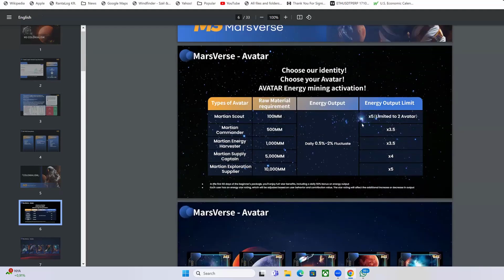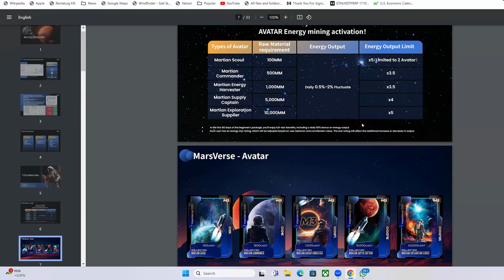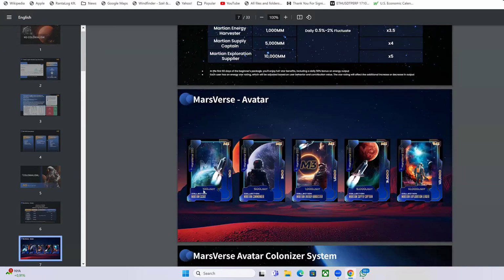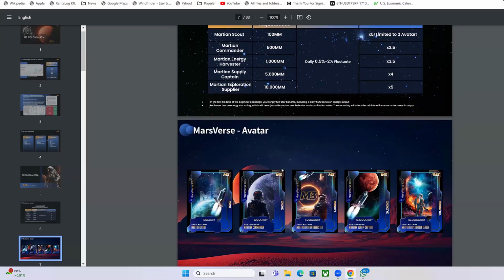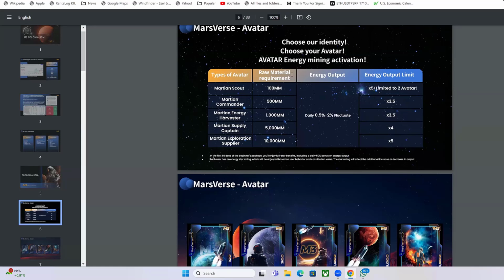So we have different MarsVerse avatars. Members can purchase avatars starting from 100 USDT up to 10,000 USDT. Each and every avatar produces what we call Marsher materials, which is a simple way of describing the energy output. The energy output is basically daily between 0.5 and 2%. It always fluctuates due to the company income.